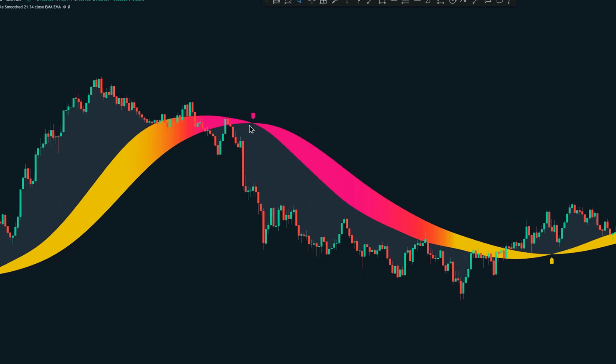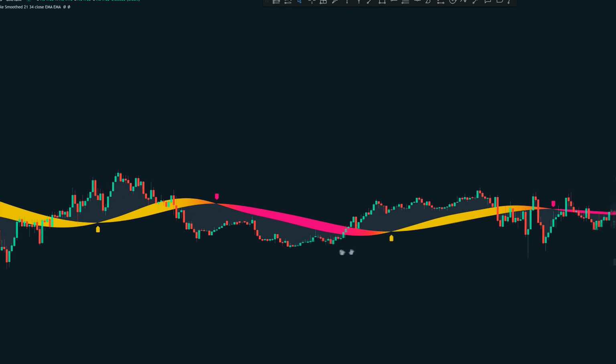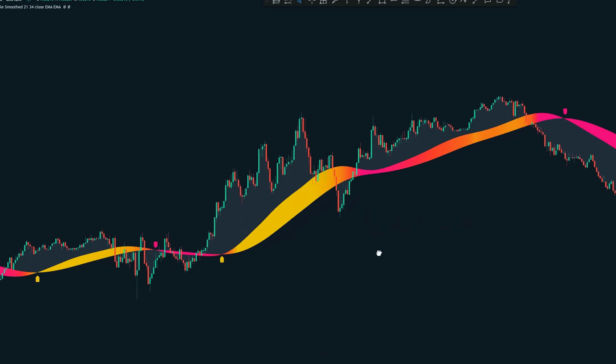While you can still use the up and down arrows for entries or exits, keep in mind they'll appear less frequently because the indicator is filtering out more noise at these higher settings.